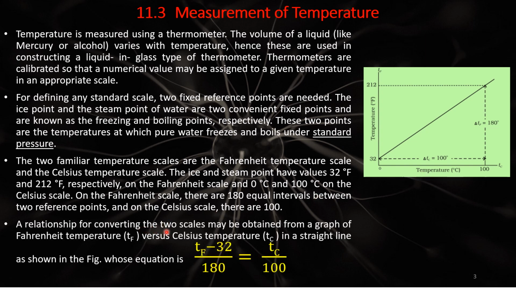A relationship for converting the two scales may be obtained from the graph shown on the right hand side, that is Fahrenheit scale TF versus Celsius scale TC. It is a straight line, as shown in the figure, whose equation is (TF minus 32) divided by 180. There are 180 parts, hence (TF minus 32) over 180 equals TC divided by 100. This is how we can obtain the relationship between the two scales.